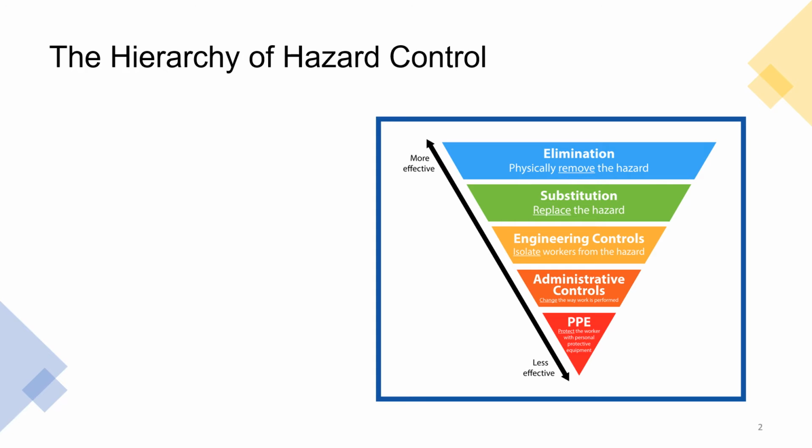Admin controls is going to be the next level down. This is better than PPE, but I'm still not a fan of admin controls because we're basically saying, oh, we're going to use stickers and warnings and maybe some flashing lights and some SOPs and training and all that. Whereas that's better than nothing, of course, that also means it's still very human-based, you know.